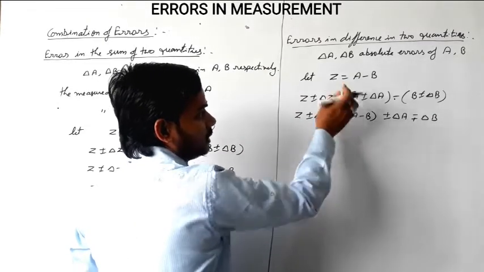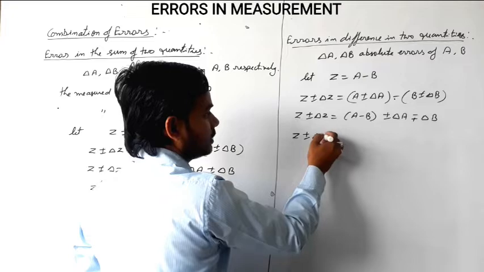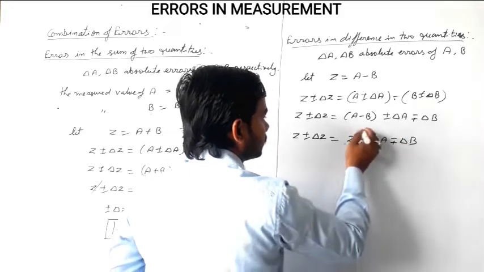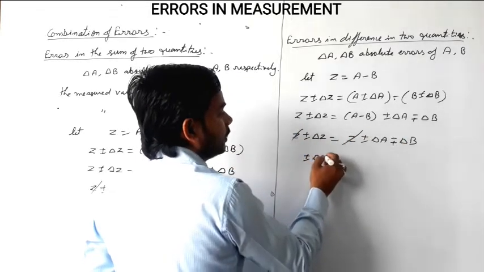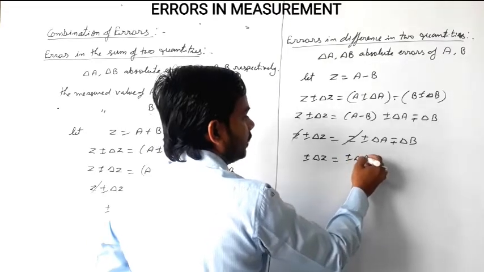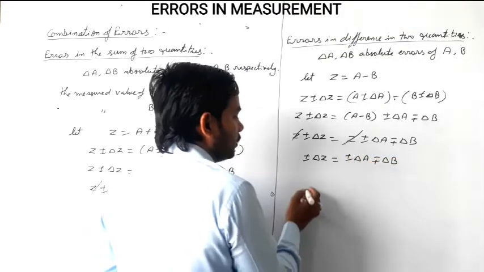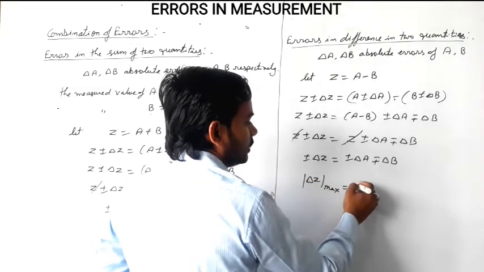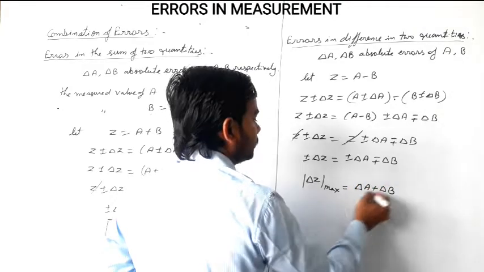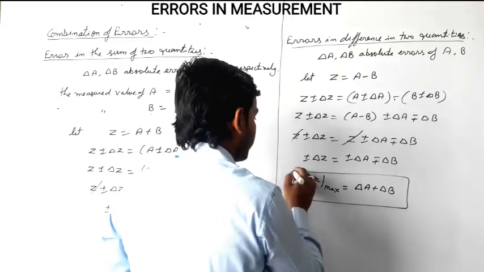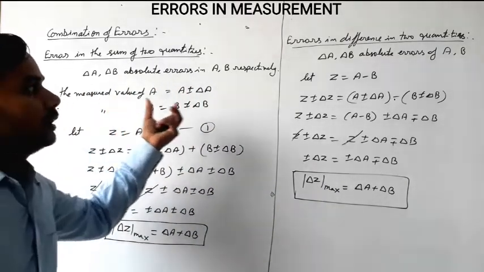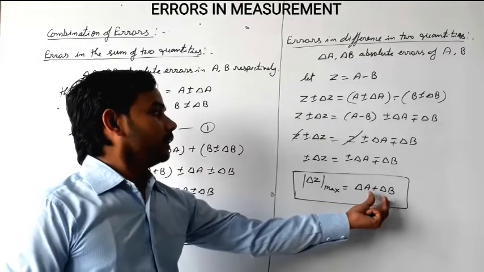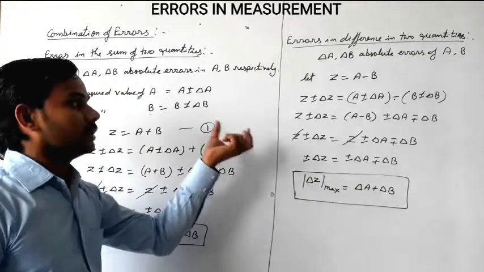Now the value of A minus B is Z. So this is Z plus minus delta Z equals Z plus minus delta A minus plus delta B. Then Z cancels, so delta Z equals plus minus delta A minus plus delta B. So the maximum value of delta Z will be delta A plus delta B. So on summation and on difference, in both conditions the absolute errors will be added to each other for the maximum error of the resultant. Okay.